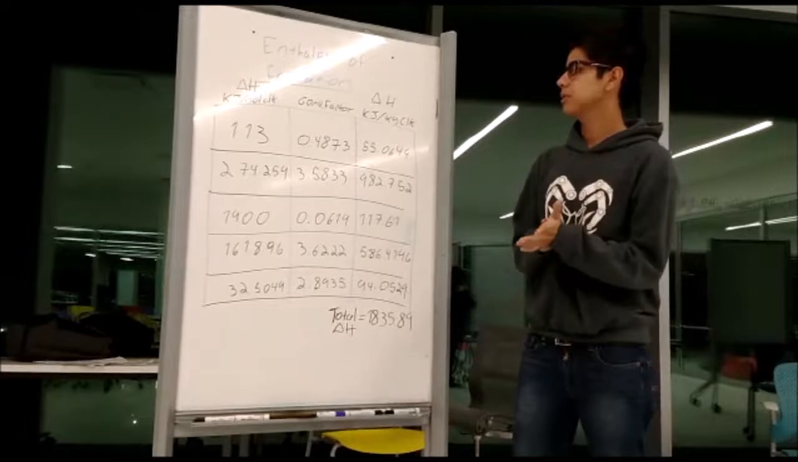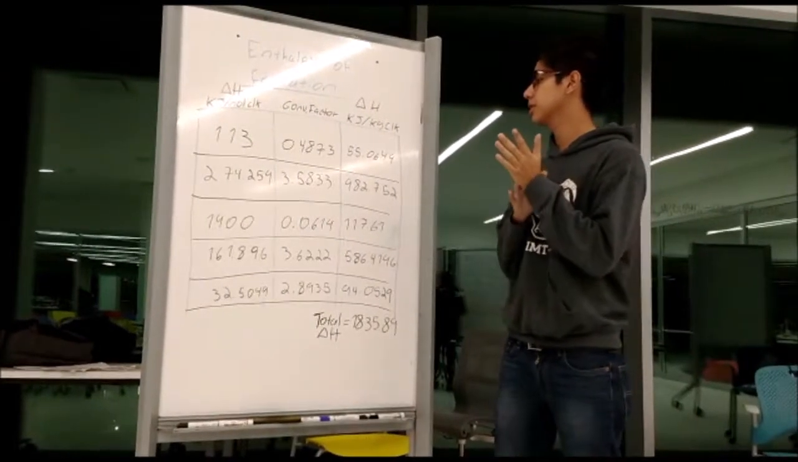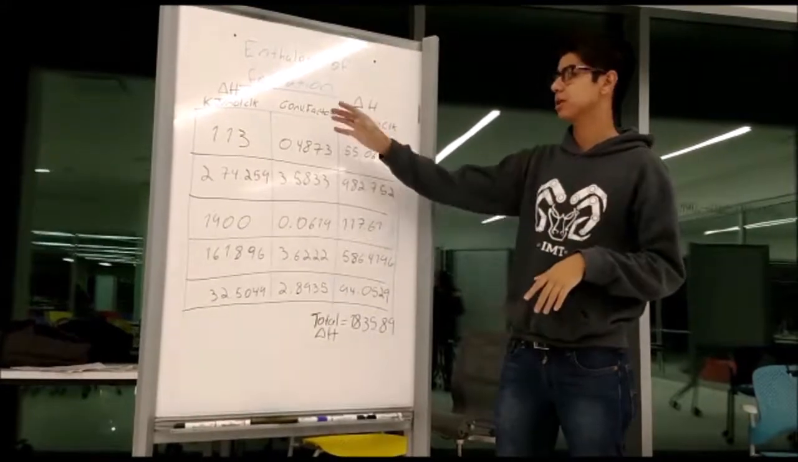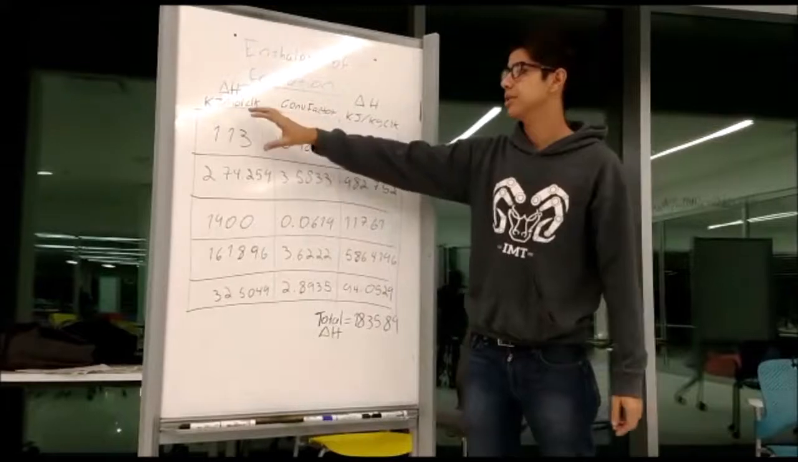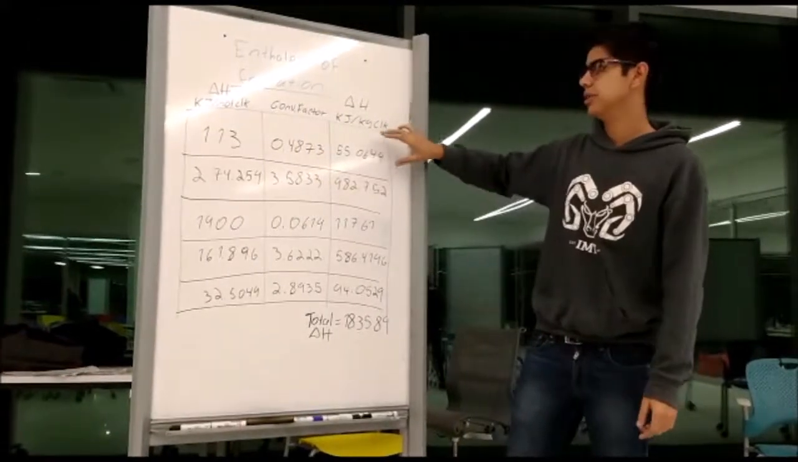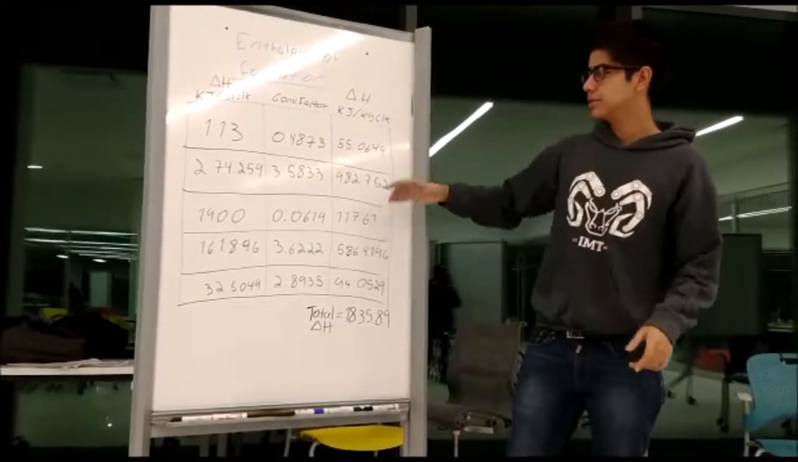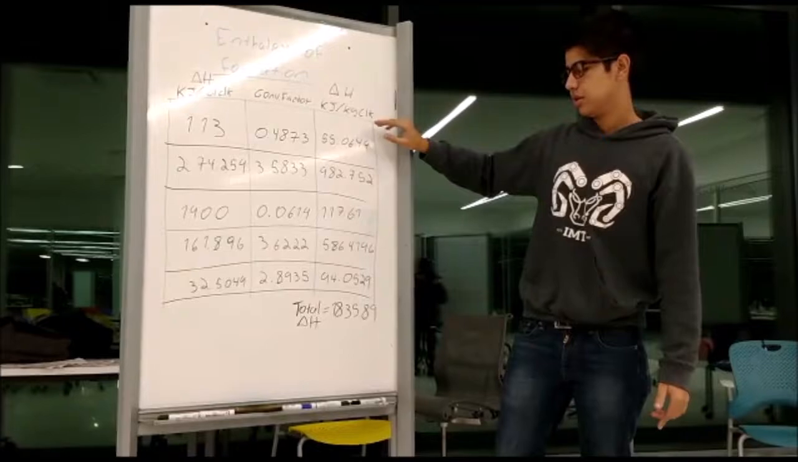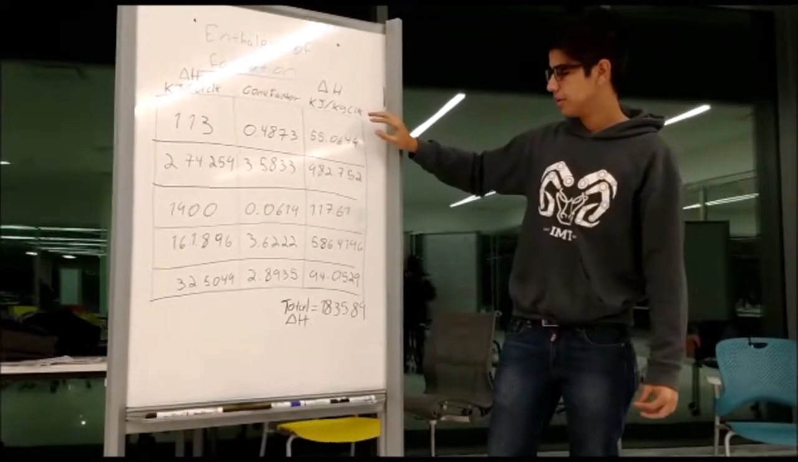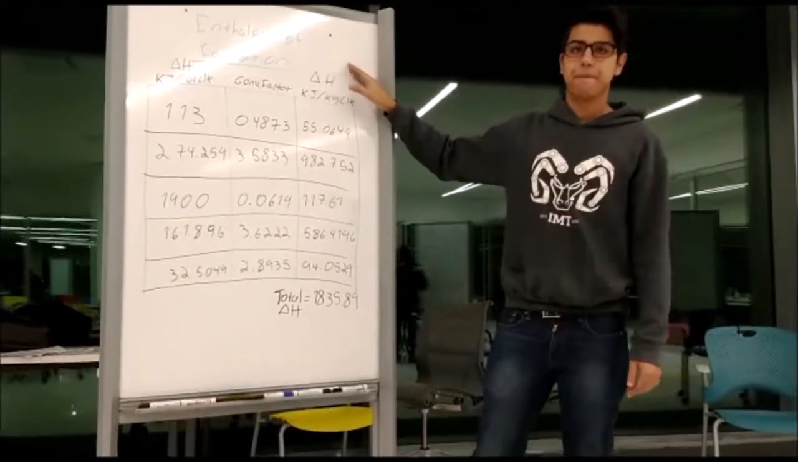In the fourth problem, they ask us for the change of enthalpy in kilojoules per kilogram clinker. We just have to convert with the conversion factor given in the problem. We multiply the conversion factor by the change of enthalpy, and we get this in kilojoules per kilogram clinker. In the fifth problem, we just have to add the total amount of change of enthalpy in kilojoules per kilogram clinker, and we have this number that is in these units.